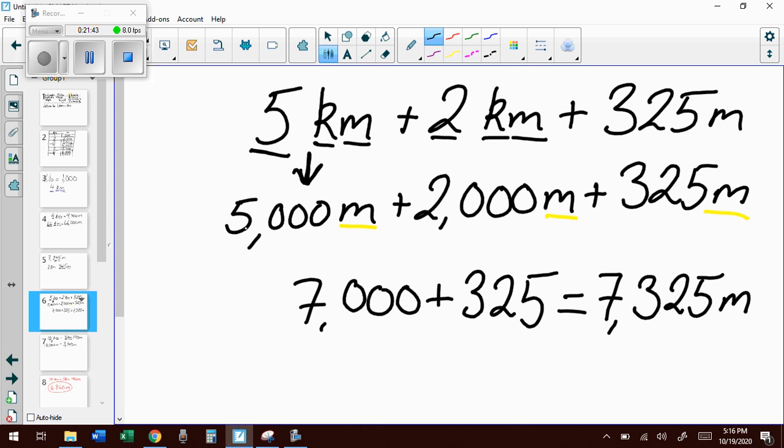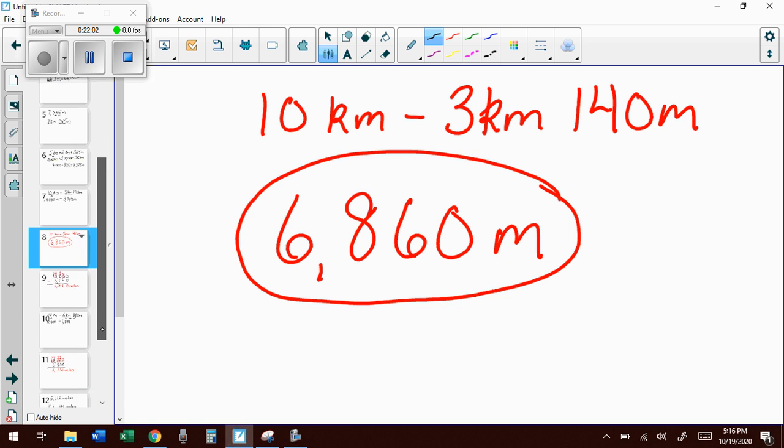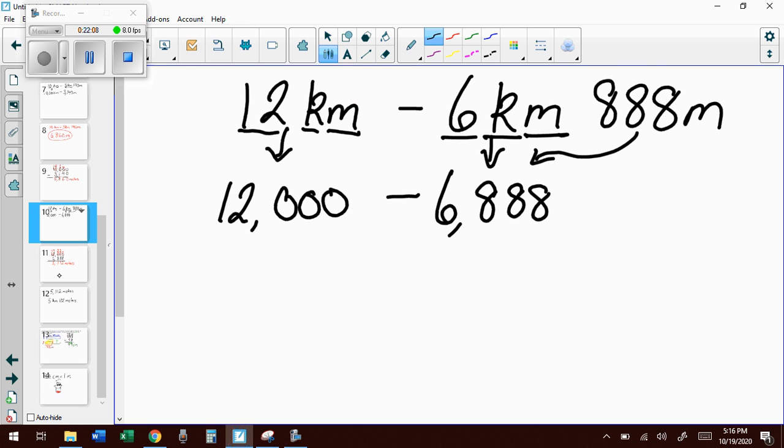We need to break it down. So there's 5,000 plus 2,000 plus 325. Same way with subtraction. Don't try to go after this in 10 km, 3 km, 140. Break it down. 10,000 minus 3,140. It'll give you your answers. Don't forget when you're subtracting to take it slow, one step at a time.